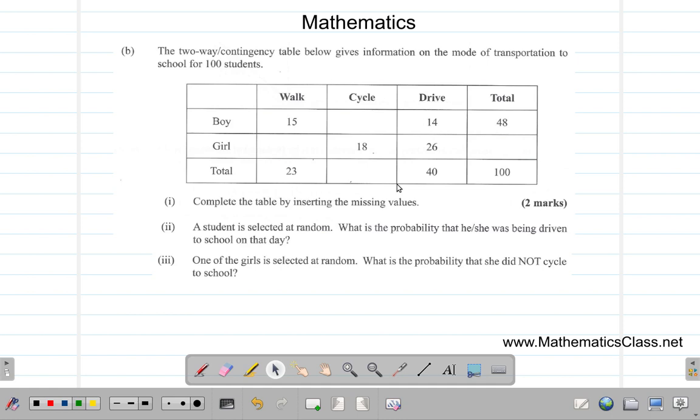So, the question says, a two-way contingency table below gives information on the mode of transportation to school for 100 students. You must complete the table by inserting the missing values. Alright? So all of them values there are missing. You have to put them in. Pause the video and put them in for me now.